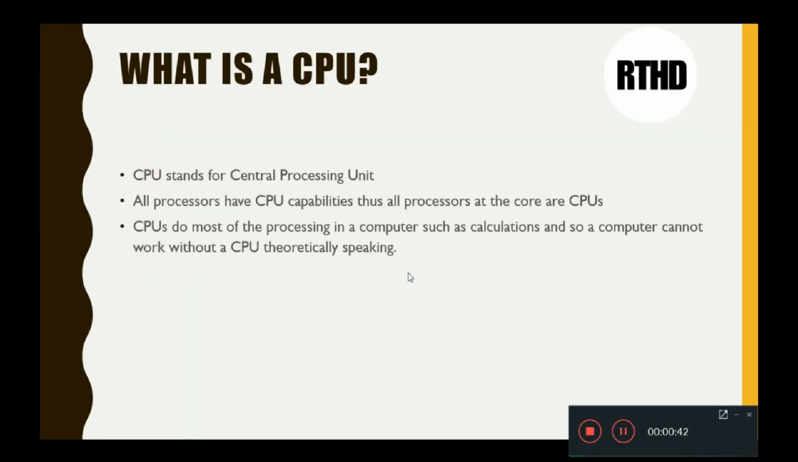Okay, so first thing we need to understand is what is a CPU. A CPU stands for Central Processing Unit. All processors have CPU capabilities, thus all processors at the core are CPUs. CPUs do most of the processing in a computer, such as calculations and so forth. It's obviously a little more complicated than that, but we have to consider that CPUs do the calculations and so forth. And so a computer cannot work without a CPU, theoretically speaking.